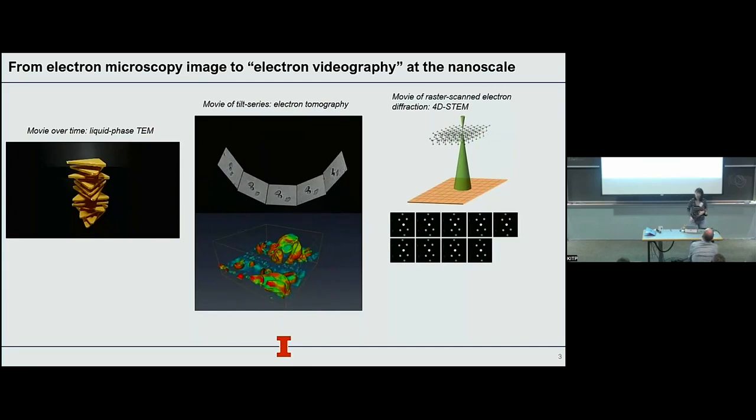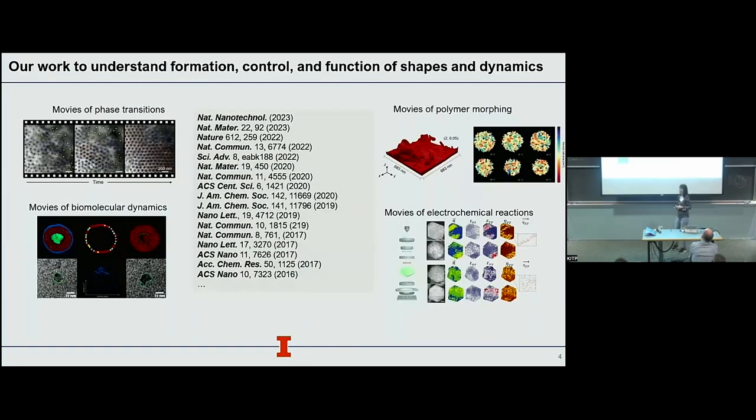So with those new methods of electron videography, we can actually get new insights on various different types of systems, in particular on understanding of the formation, the control, the function implication of shape and dynamics at the nanometer nanoscale. So in particular, for example, we can take movies of phase transitions. We can also take movies of biomolecular dynamics. So this for a long time is only possible for molecular dynamics simulation. But now we can do so in real space and real time in experiments. We can also take movies of polymer morphing. We can also take movies of electrochemical reactions, which is very important for energy storage applications.